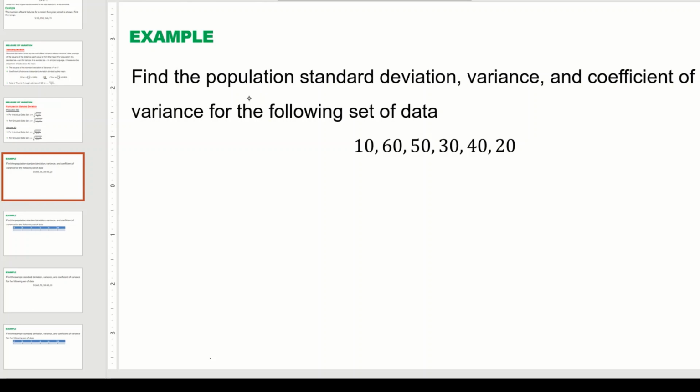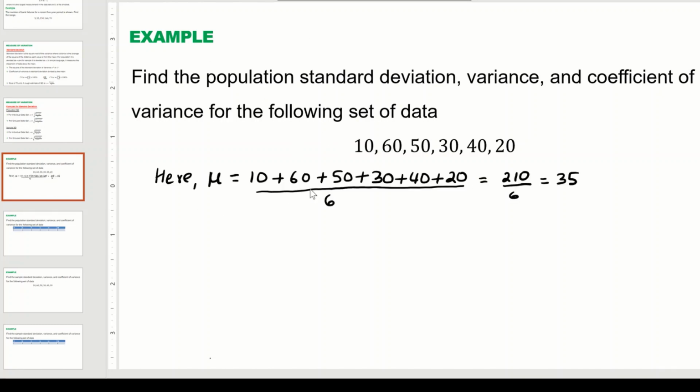Mean is the sum of all the observations divided by n. So we add 10, 60, 50, 30, 40, 20, and we divide by how many observations there are. So 1, 2, 3, 4, 5, 6. We divide by 6. We add all these numbers and divide by 6. That will give you the mean. So let's find that mean first. If you add all these numbers, it is 210. When you divide it by 6, that is 35.